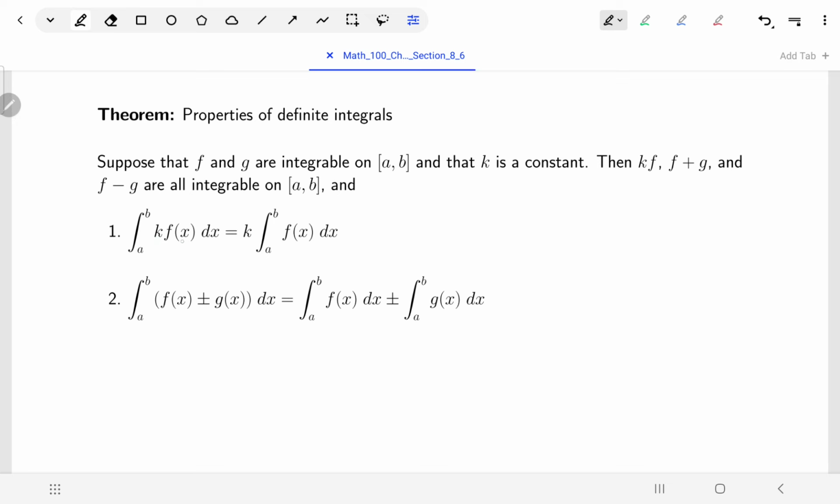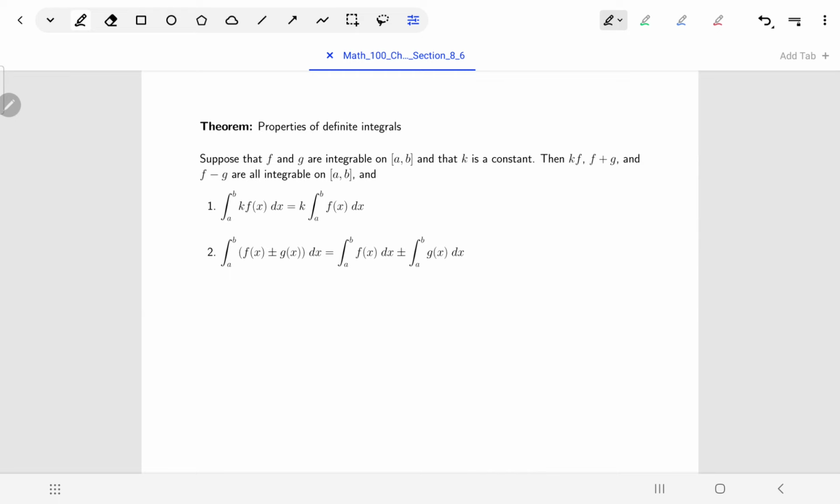So for a constant times a function in a definite integral, you can take that constant outside. If you have two functions that are being added or two functions that are subtracted, you can split it up into two definite integrals that are being added or subtracted.